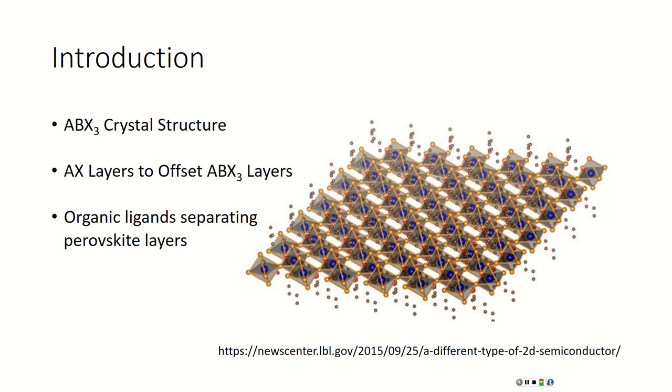So the Ruddlesden-Popper perovskite is, in addition to these ABX3 layers, you have AX layers that offset them. And there's a second type of Ruddlesden-Popper perovskites, called hybrid Ruddlesden-Popper, that instead of an AX layer, uses a layer of organic ligands to separate.